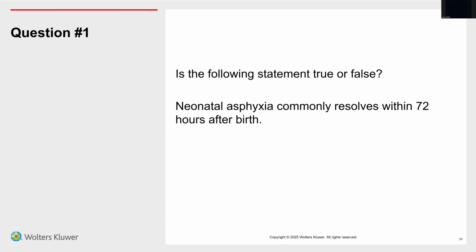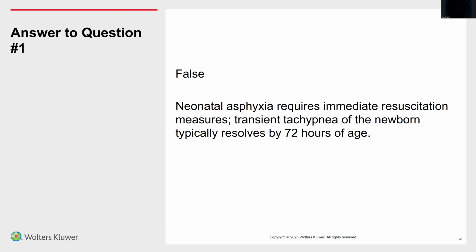So, true or false? Neonatal asphyxia commonly resolves within 72 hours after birth. That is false. Transient tachypnea of the newborn typically resolves by 72 hours of age after birth. Neonatal asphyxia requires immediate resuscitation measures, and those little ones may have lifelong complications.